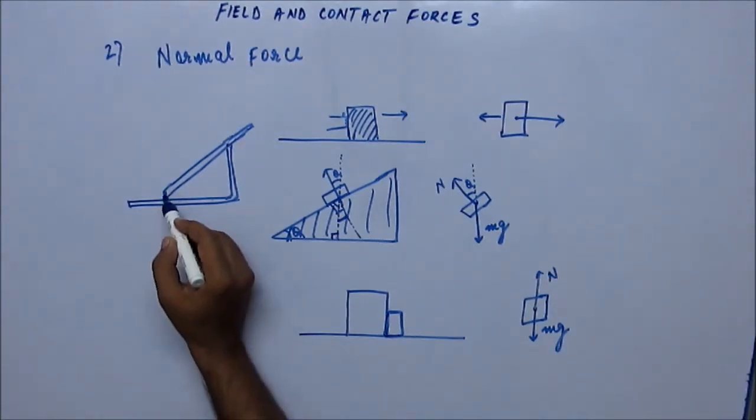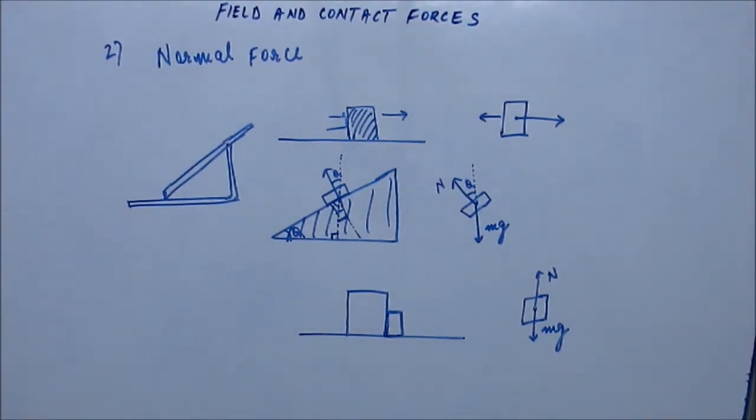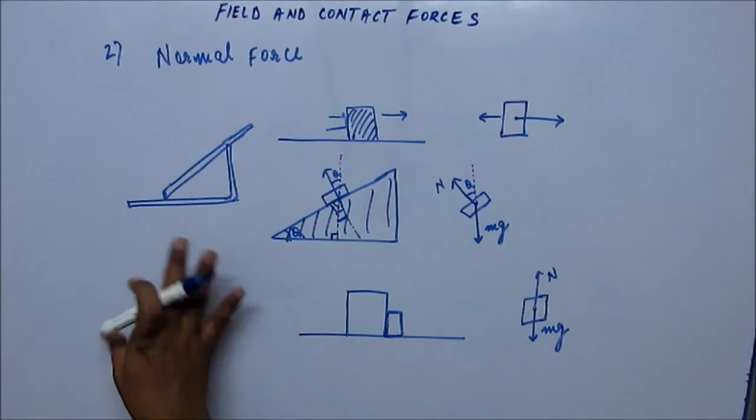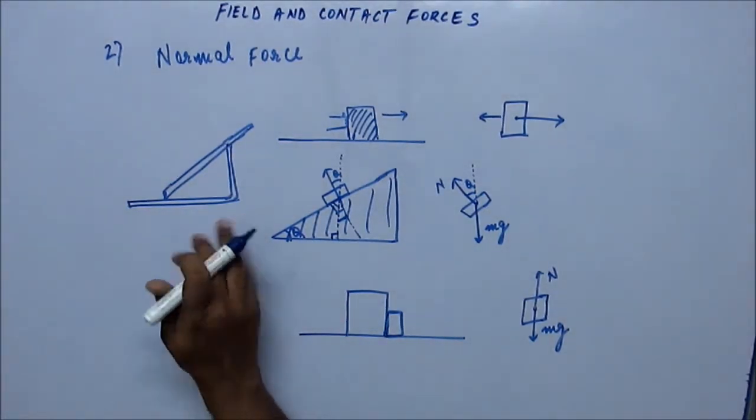The normal force is always perpendicular to the extended surface, always. Normal in physics means perpendicular. The reason why it is called normal force is because it is always acting perpendicular to the extended surface, for the reason I'm going to tell you in a short while.